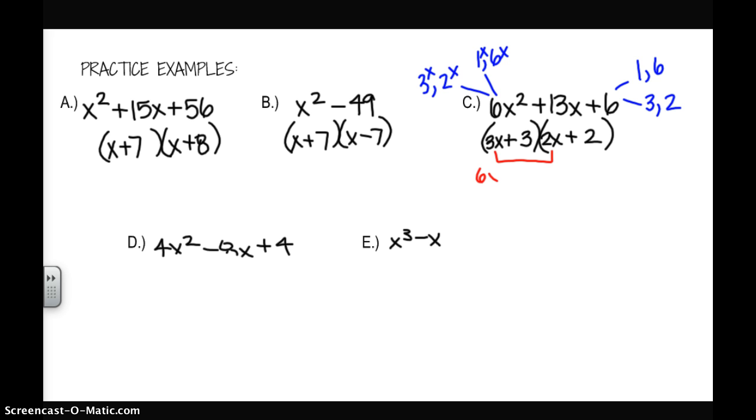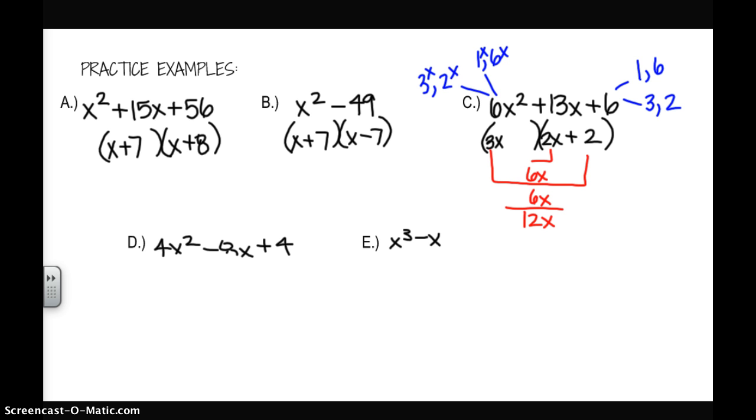3 and 2, that's 6x squared. And 3 and 2, that's 6. We got that part right. We said we were good there. So now we're going to check the OI. 3 and 2, that's 6x. That's 6x. Well, that did not work because that only makes 12, and I'm supposed to get to 13. Well, crap.